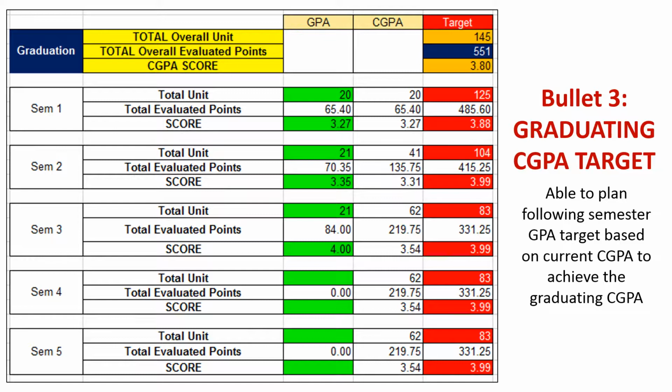As you can see here, at the top section, that is where it relates to their graduation. So they have the total overall units, the total overall evaluated points, and also the CGPA score. Still remember what is the formula of CGPA? It's the total overall evaluated points divided by total overall units. So 551 divided by 145, so you'll be getting 3.8.